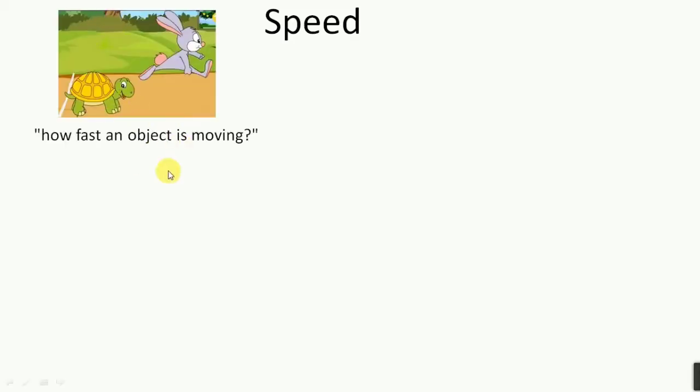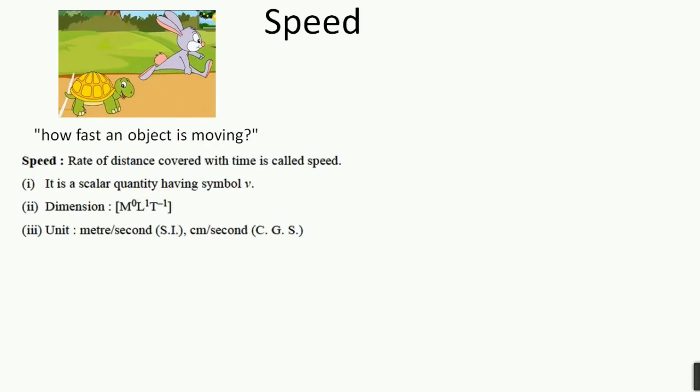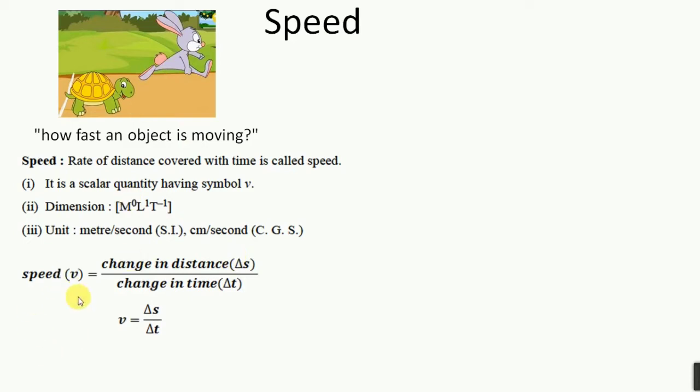Speed gives us the idea of how fast the object is moving. The definition of speed is the rate of distance covered per unit time. It is a scalar quantity. Dimension is length 1, time minus 1, and unit is meter per second, and in CGS we can say centimeter per second. This is the formula. Speed is change in distance by change in time. Change in distance we denote by delta S. S is the symbol for distance or displacement, and delta means change.